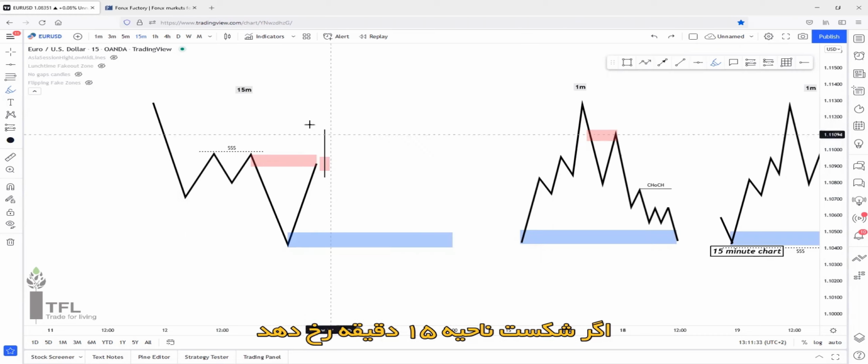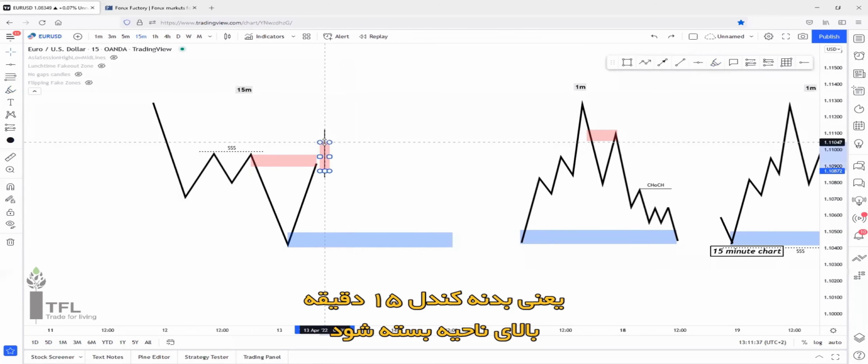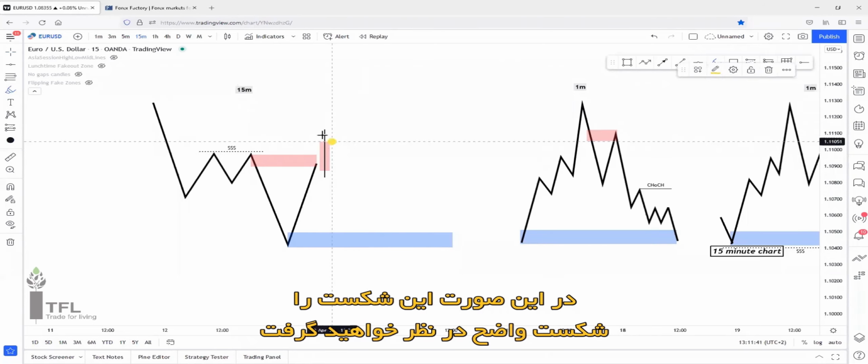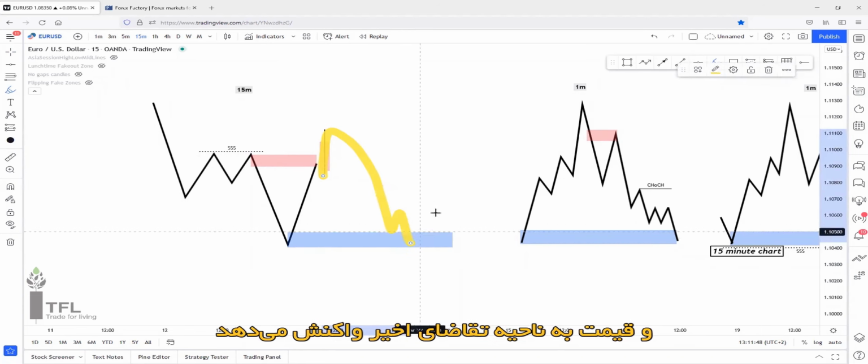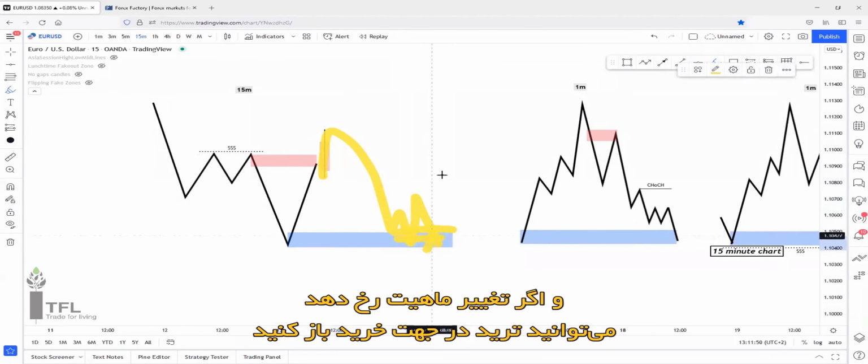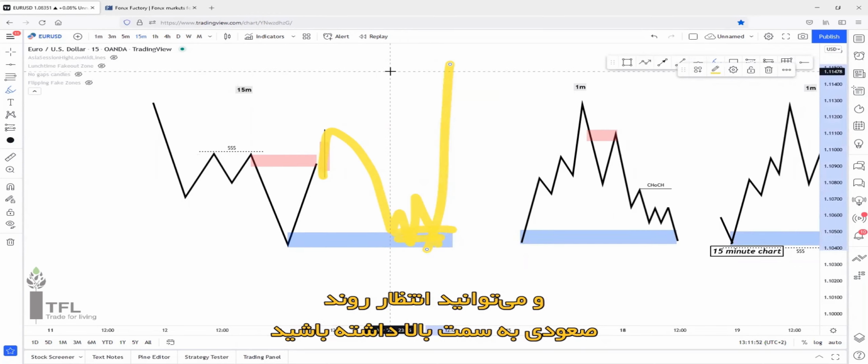So if a 15-minute break of this zone happens, let's say a body closes above this zone on the 15-minute chart, then you'll be able to consider this break as a clear break. Then after this break, the prior continuation will continue, price will react on the next recent demand zone, and if you get a change of character, you'll be able to execute a long trade, an expectation order to the upside, right?